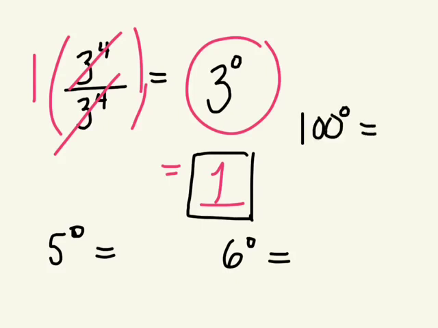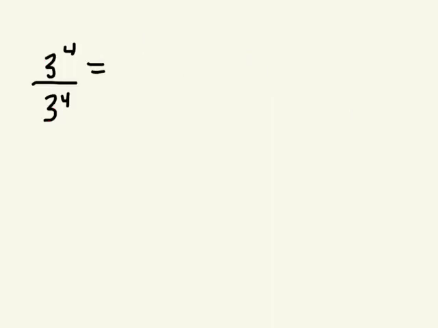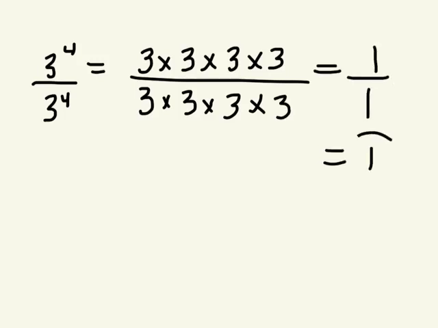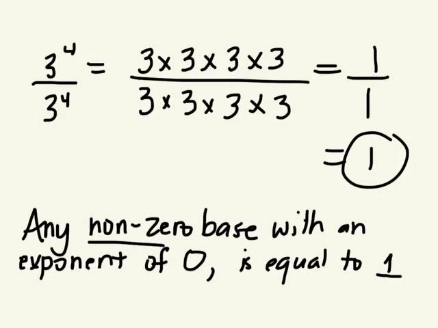So anything to the power of 0 will always result in 1, because if you think about it, it means that you're dividing the power by itself, which results in 1. This means 3 times 3 times 3 times 3 divided by 3 times 3 times 3 times 3. It all cancels out. 1 over 1, 1. Okay? So any non-zero base, so any base that's not 0, if it has an exponent of 0, the answer will always be equal to 1.